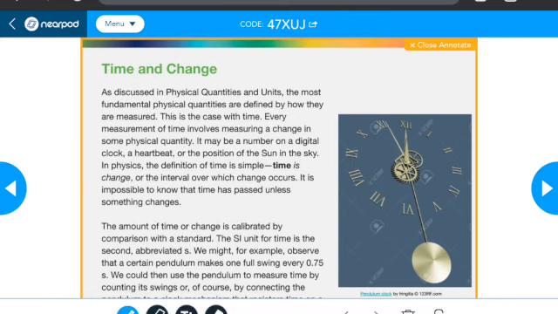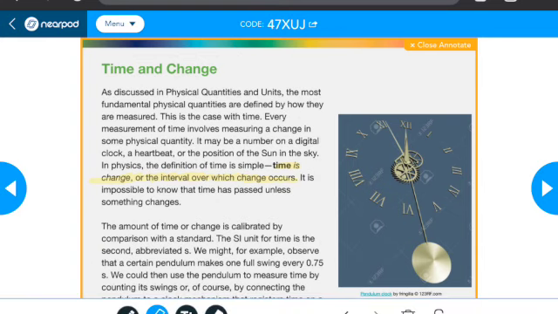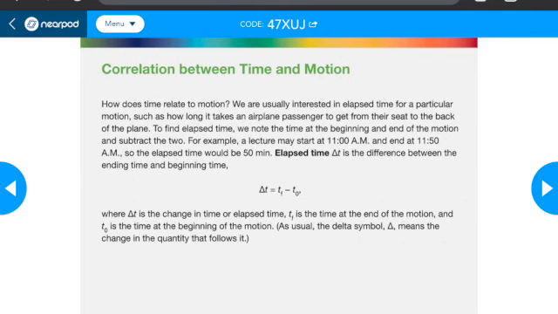And time is change. That's the definition that we have here that we want to write down. Time is change, or the interval over which change occurs. And really, it's impossible to know that change is occurring or that time has passed without knowing that something has changed. So that's a big important part there. So make sure you jot that down because it's important to have these definitions down. We will study them again later with Quizlet as well.